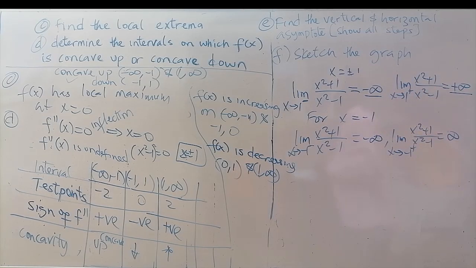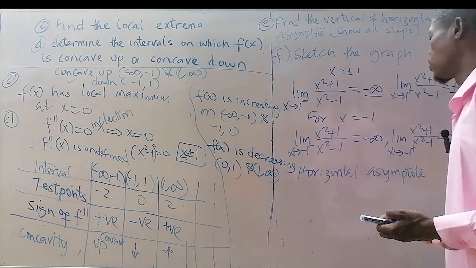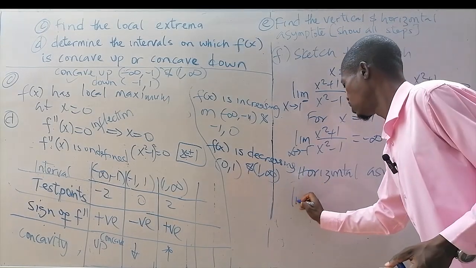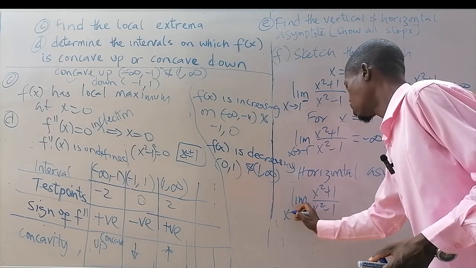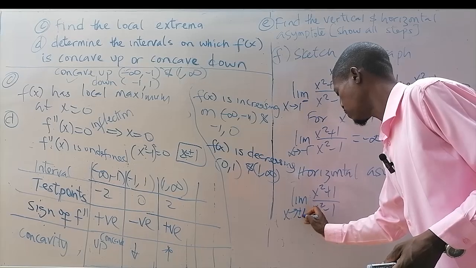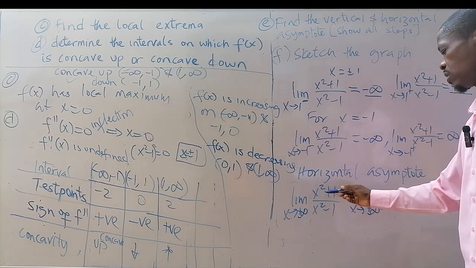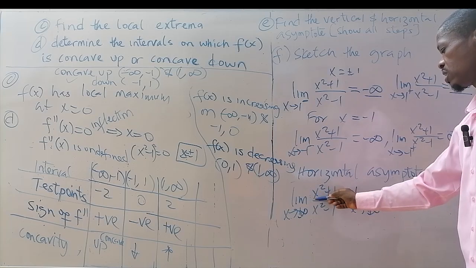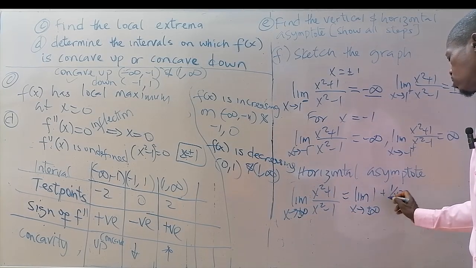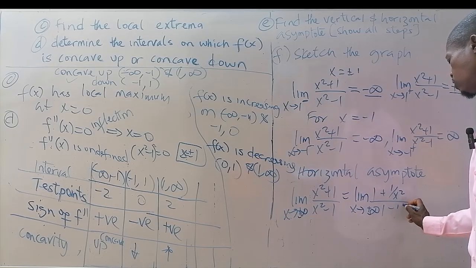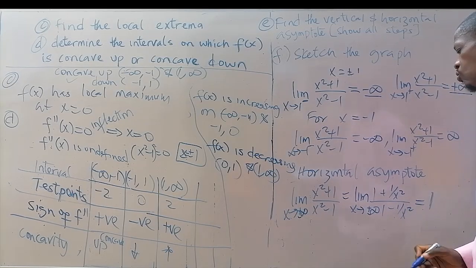Then the last one is the horizontal asymptotes. For the horizontal asymptotes, just take the limit of the function, x squared plus 1 over x squared minus 1, as x tends to plus or minus infinity. The highest power here is x to the power 2. So divide each term by x to the power 2. So this will be 1 plus 1 over x squared, all over 1 minus 1 over x squared. By the time you do that, it's going to give you what? It's going to give you 1.